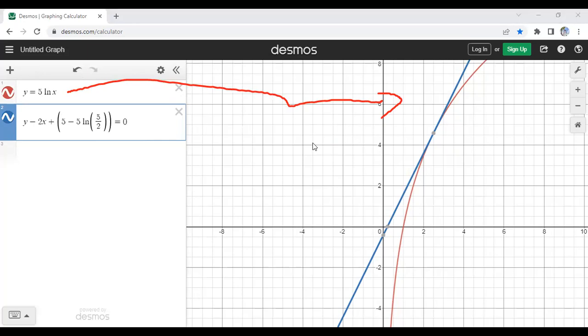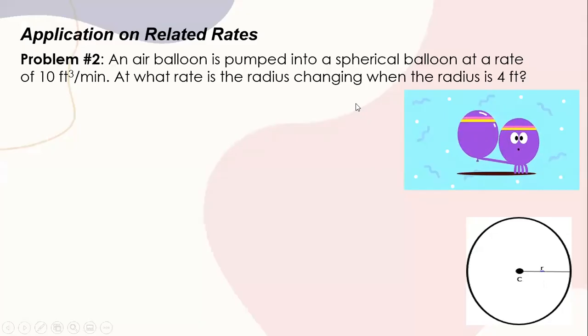Okay? So let us now have our second problem. Okay? So, application na to on related rates. So, magkakaroon na tayo dito ng differentiation with respect to time. Okay? So, nagkaroon tayo ng another variable since, ayan. So, we have here the problem number 2.